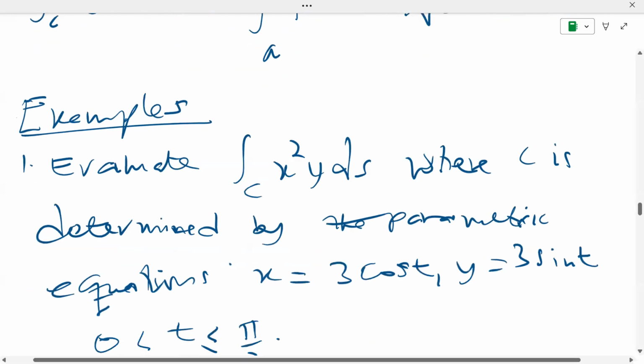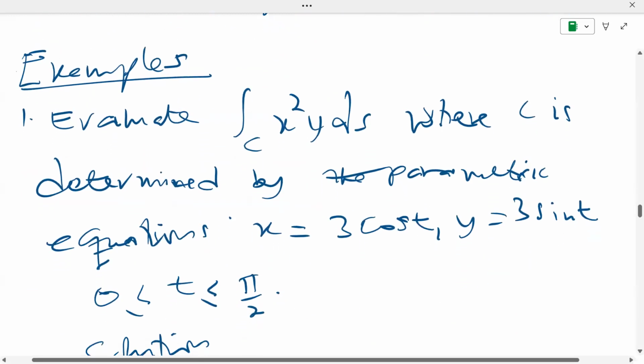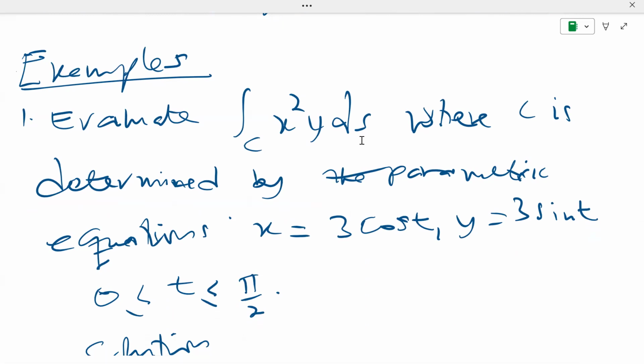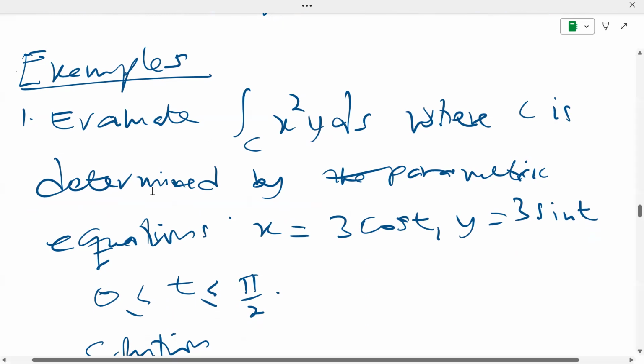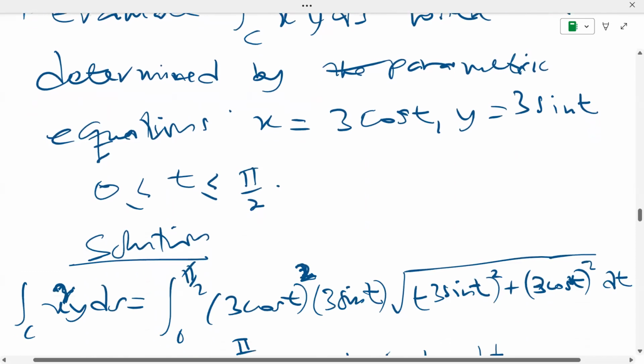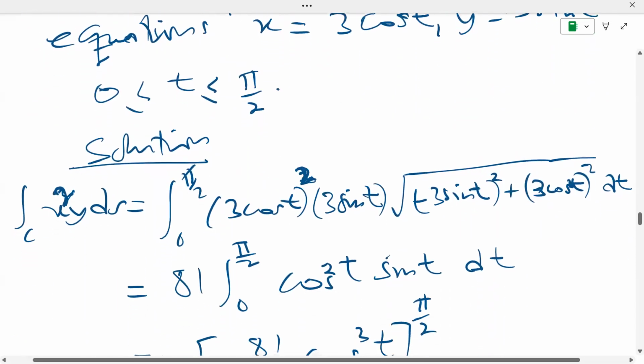So let's move on to an example. Evaluate the integral over C of x squared y ds. Great. And so we are going to take our time and then solve this, where C is determined by the parametric equations x equals 3 cos t, y equals 3 sin t. Now t is from 0 to pi on 2.